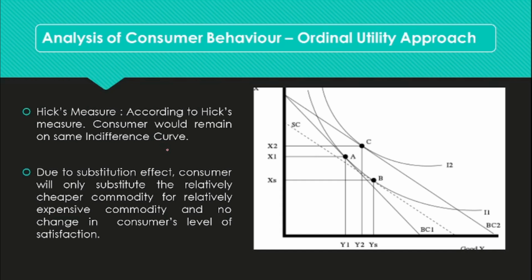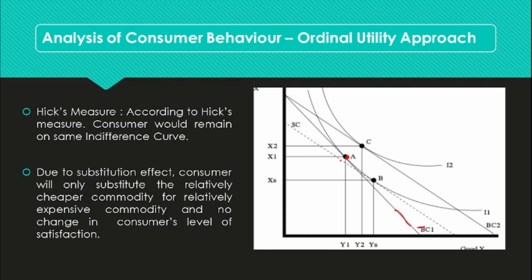So first let me explain this, then I will talk about the basic difference. I will again explain the graph first. Here again we have the original budget line, represented by BC1, and the original equilibrium at point A. Here the quantities X1 and Y1 are the original combination, which is giving the maximum satisfaction to the consumer.